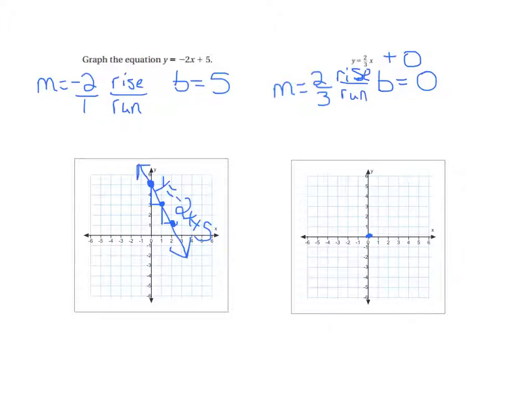I'm going to put my pencil on my y-intercept. I'm going to rise 2, so I'm going to go up 2, and I'm going to run 3. So I'm going to go to the right 3. Put a point. Then I'm going to rise 2, run 3, put a point. I'm going to put a line through them, put arrows, write my equation.